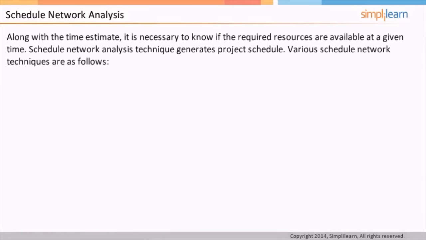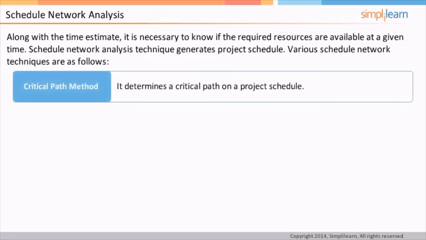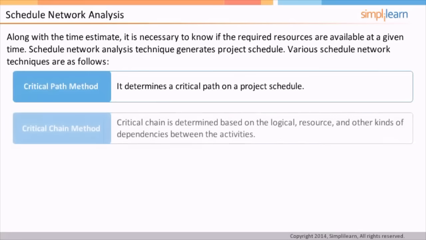It is essential to know if the required resources are available at that time, along with the time estimate of each of the activities. Since the schedule is calendar-based, it helps in estimating the same. Schedule network analysis technique generates the project schedule. There are various schedule network techniques. Critical path method relies on determining the critical path on a project schedule.